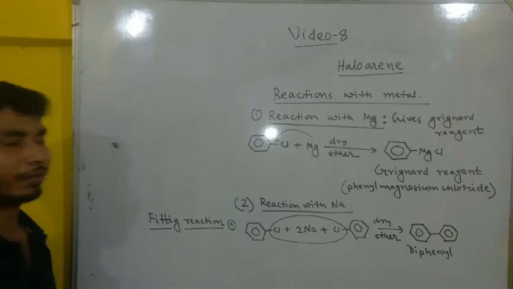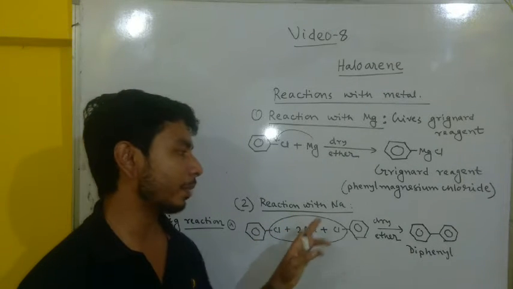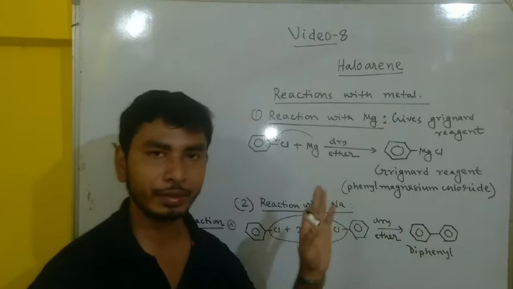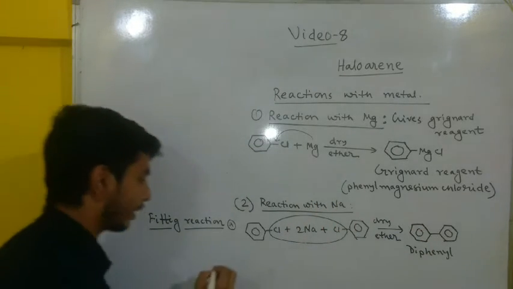Chlorobenzene upon treatment with sodium in presence of dry ether gives diphenyl. This reaction is called the Fittig reaction. Number B.